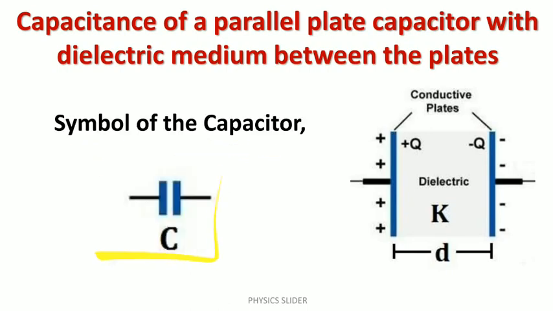Alright, now let's talk about the symbol of the capacitor. This is the symbol of the capacitor. Two parallel lines like this, and this is the connection. This is the symbol of the capacitor, and C is representing the capacitance of the capacitor.